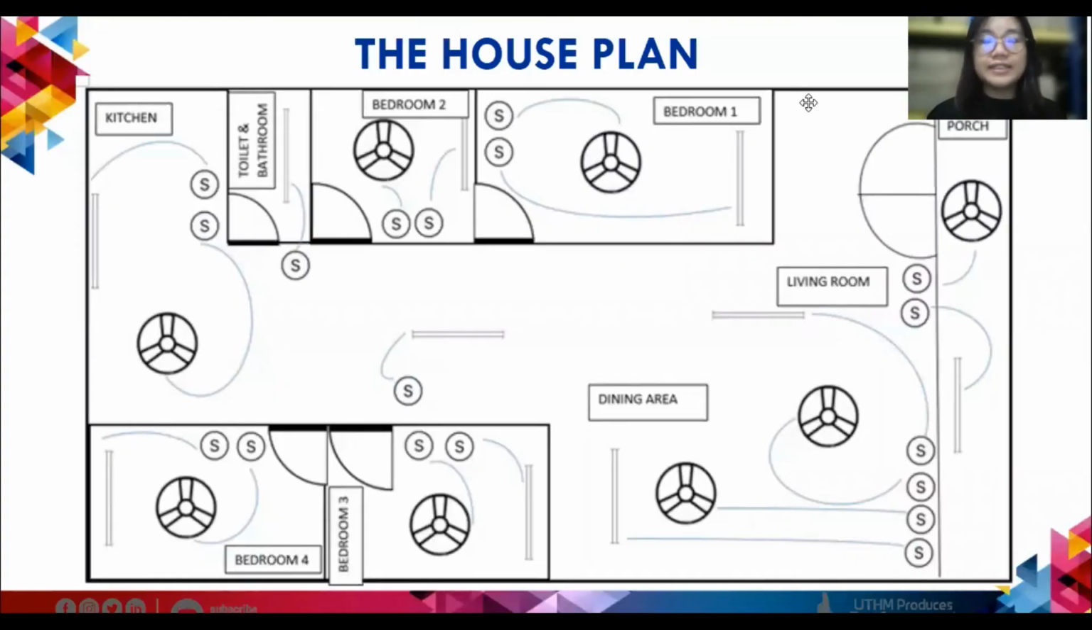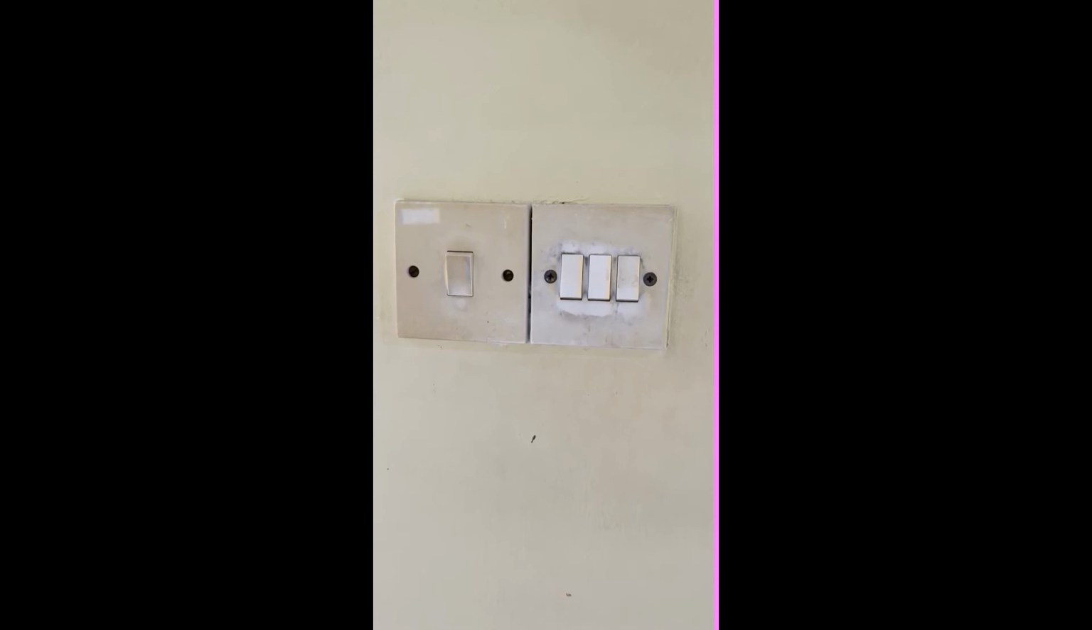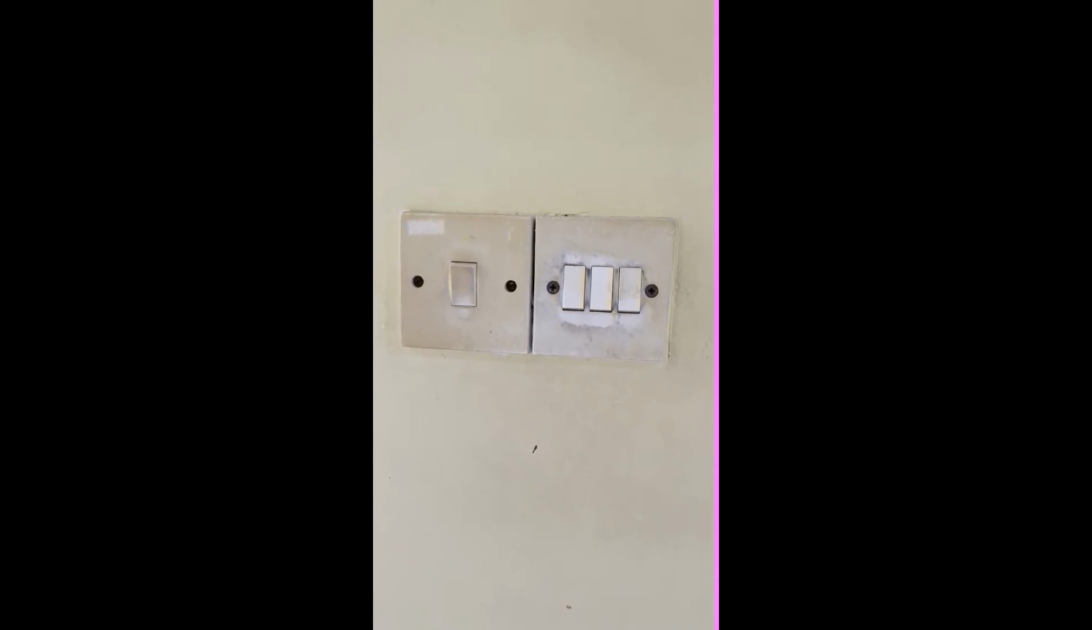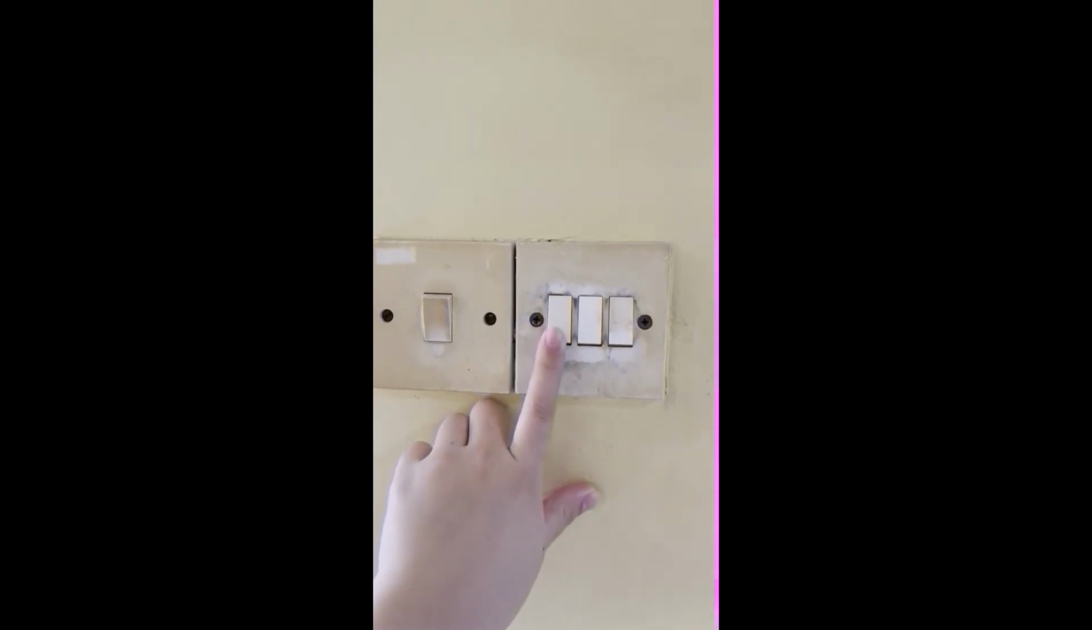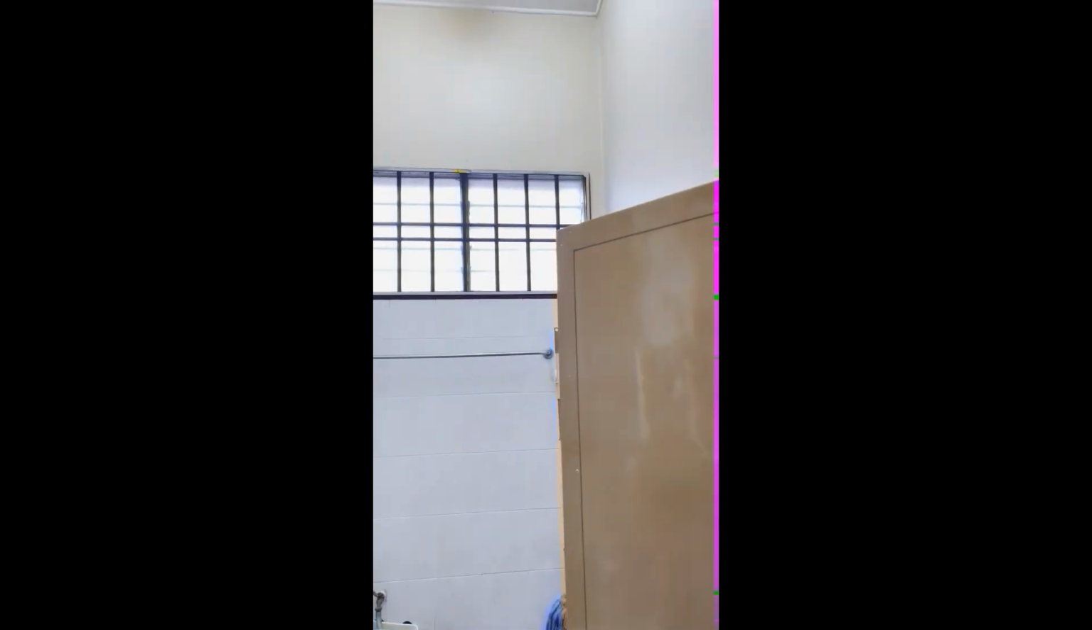Next, this is the house plan of my house. My house is using one-way switches. One switch controls the light and also the fan. My house has no two-way switch. This is the one-way switch in my home. This is the switch for the bathroom. First, I turn it on, then turn off.